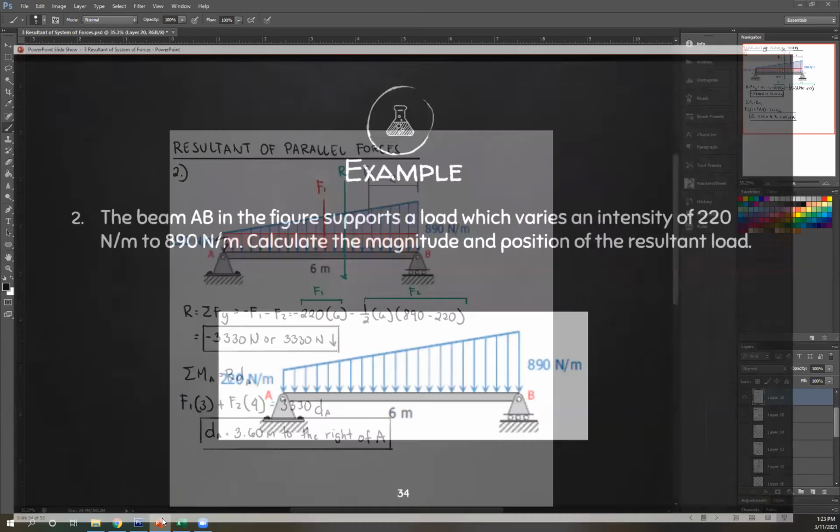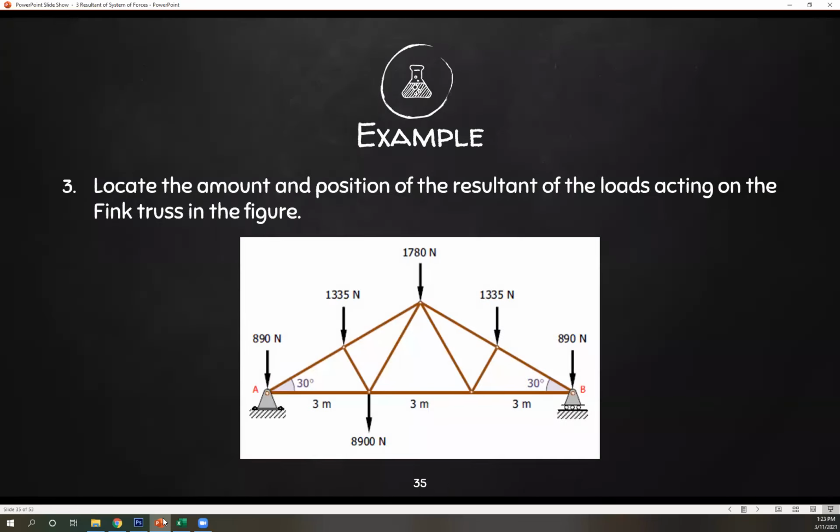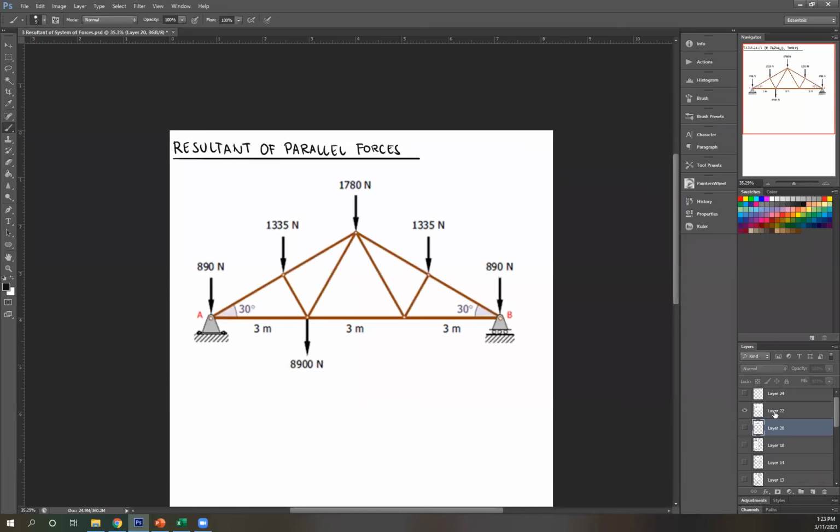Okay, good. And last number for today. So for the CEs there, listen carefully. We're going to design this, right? Locate the amount and position of the resultant of the loads acting on the thin truss in the figure. We have that. So we're just looking for resultant and location, like what we did earlier. So it's just a repeat of the process.